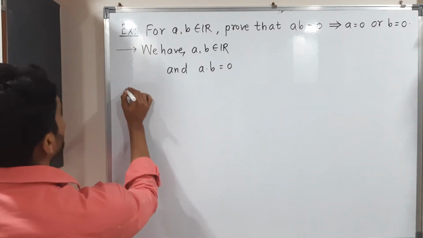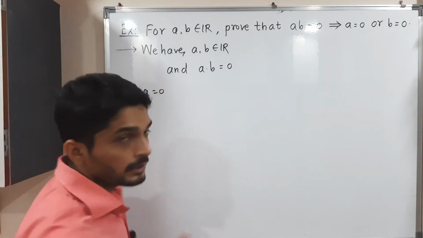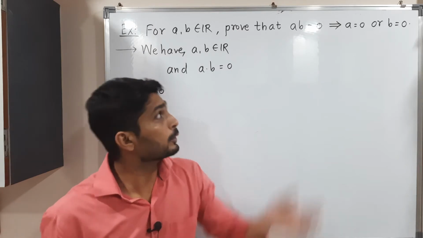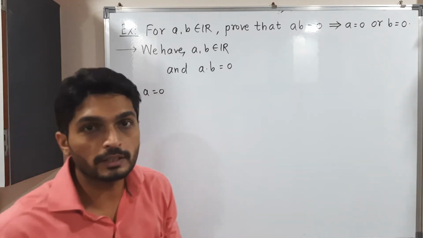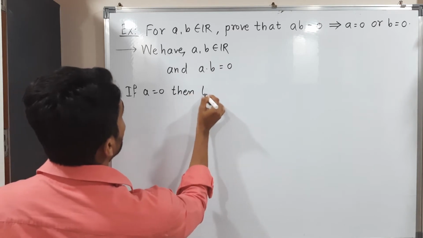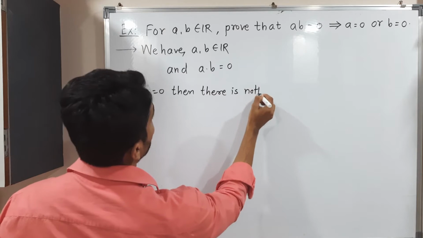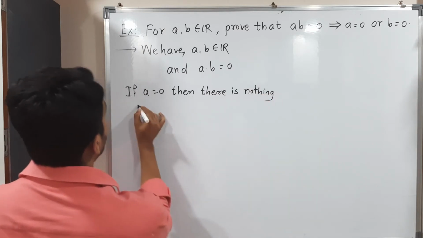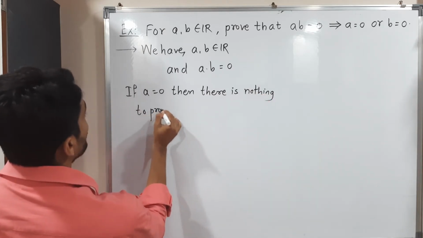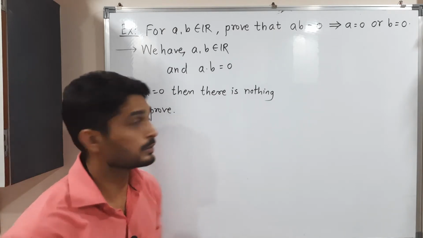See, I will discuss two cases. If a is equal to 0, then there is nothing to prove, because the same thing we have to prove, and we are already considering a is equal to 0. Then there is nothing to prove. So the first case is obvious: a is equal to 0.